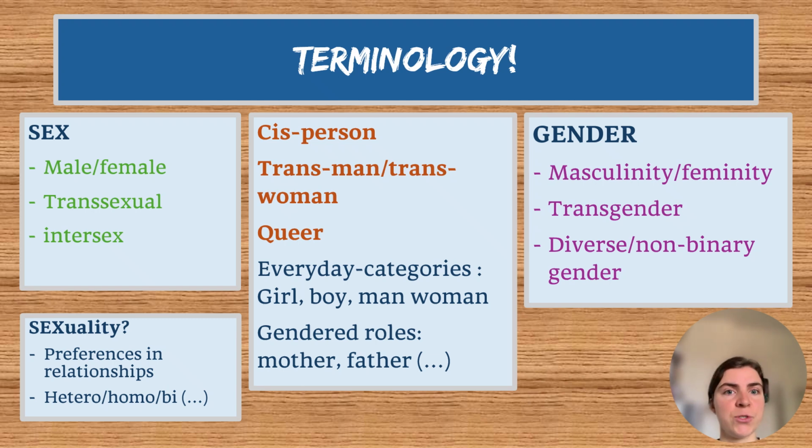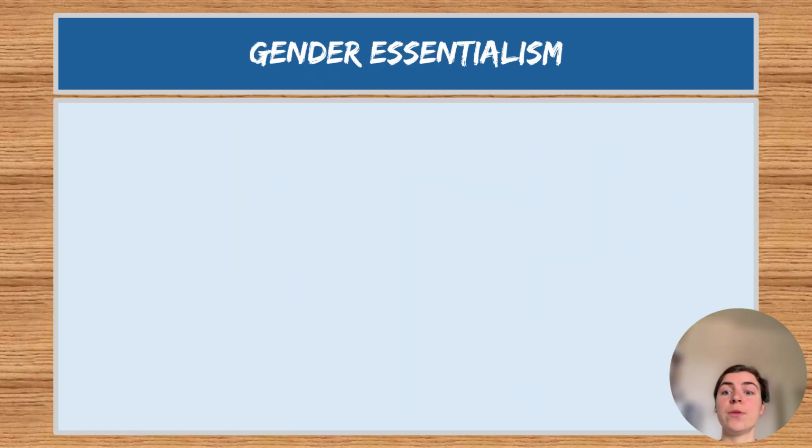Lengthy explanation, and I'm sorry about that, but I think it might be helpful when you have other texts and all those categories are used. But this would be the basic distinction and the basic terminology for describing gender and sex in cultural studies. Now, on this slide, I want to talk about gender essentialism.